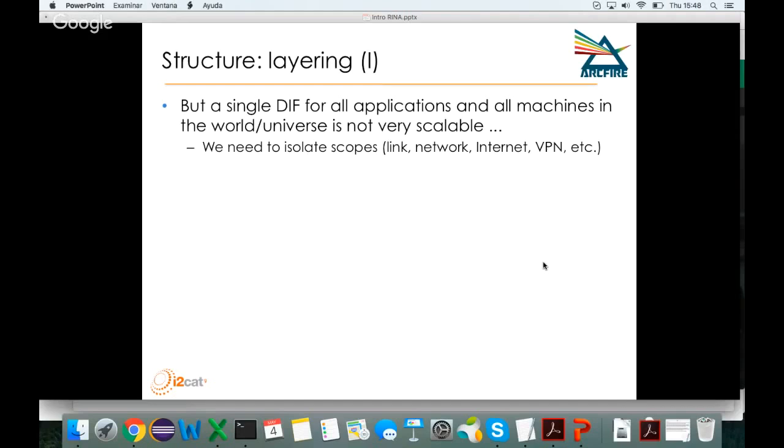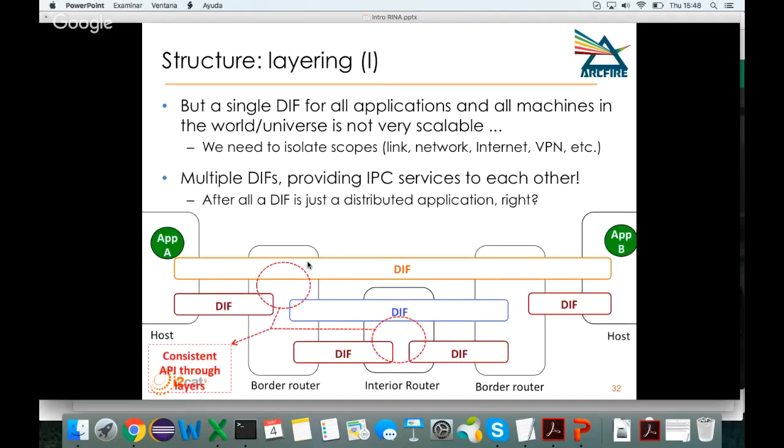These new concepts here, what we have is multiple DIFs, just providing IPC services to each other. After all, a DIF is just a distributed application, right? So we have a DIF here that is providing IPC over this link, another DIF here that is providing IPC over this link, and on top of them, another DIF that is providing IPC over these two routers, and on top of them, another one. So this could be a network, this DIF could be a VPN, this is a link, and so on. But the key thing here is that we have a building block, this DIF, that provides the same API, regardless of where it is in the layer stack, and it repeats as many times as you need.